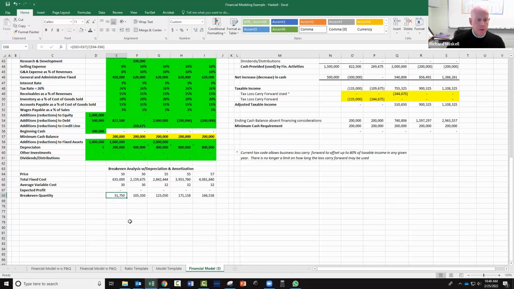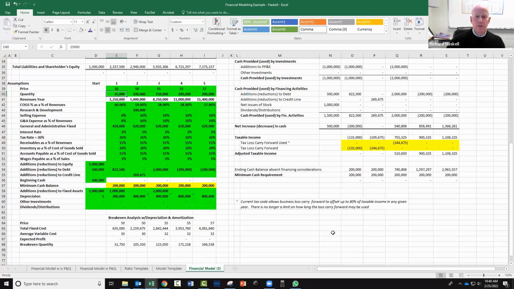Well, in this first period, we have 25,000 units that we are expecting to manufacture, and well under the 31,750 units that we need. And so, of course, we're going to lose money. And in the second period, we have a 100,000 unit expectation. Our break-even quantity is 105,350 units. So we're again going to have a loss because we're not making as many units and selling as many units as we need to. We haven't reached our break-even quantity.